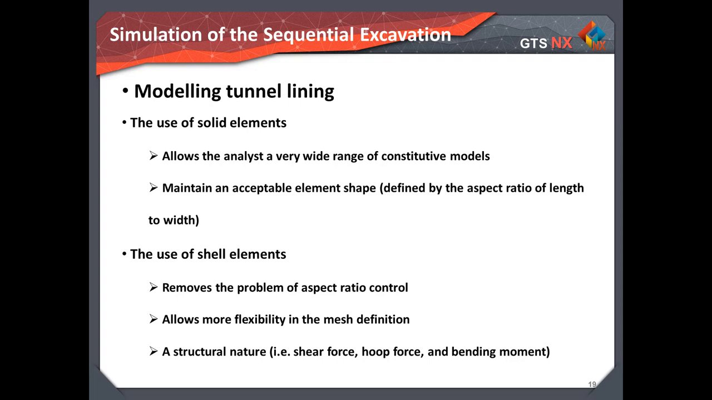Using zero thickness curved shell elements to model a tunnel lining removes the problem of aspect ratio control mentioned above. Their use therefore allows more flexibility in the mesh definition, but such elements do introduce numerical problems, which can be overcome by using selective reduced integration. It is additionally advantageous that the solution for shell elements is of a structural nature, that is shear force, hoop force, and bending moment. Special constitutive models can be coded for shell elements to model cracking or crushing.